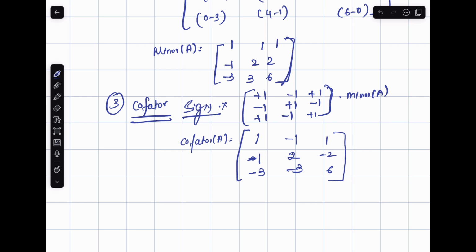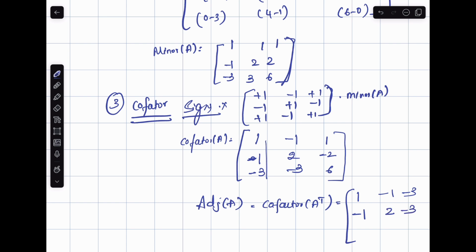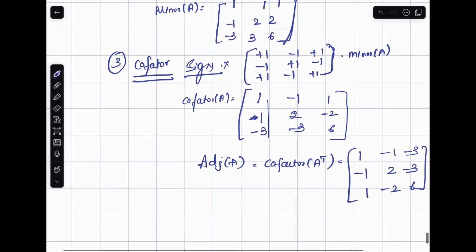Okay, so you have to find the adjoint of A. Before that, let us write: what is the adjoint of A? The adjoint of A is nothing but the transpose of the cofactor matrix. What is that? You have to change the rows into columns and columns into rows. So the first column will become the first row, the second column will become the second row, and the third column will become the third row. Okay, now you have the adjoint.